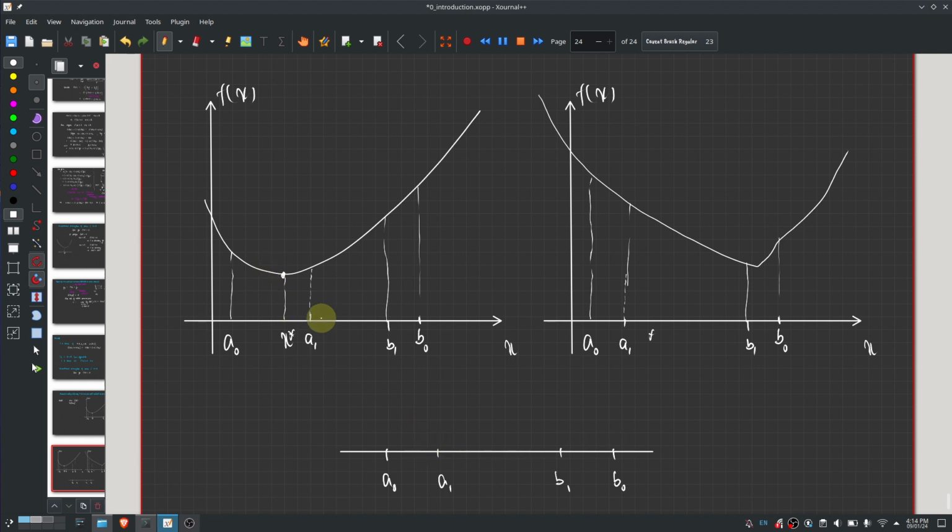Suppose that the minimum lies between B0 and B1. Then what can happen? What can you say about f of A1, f of B1 and f of B0?